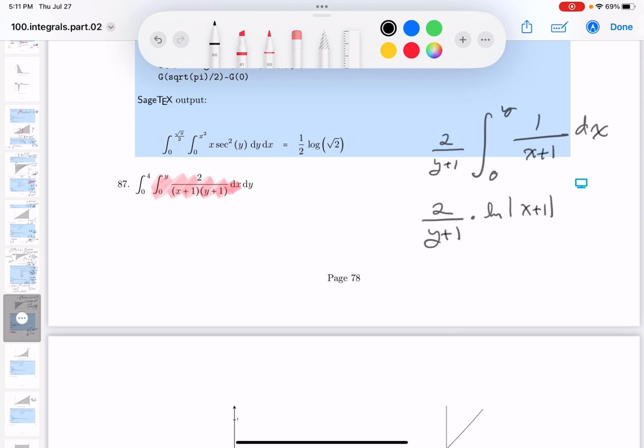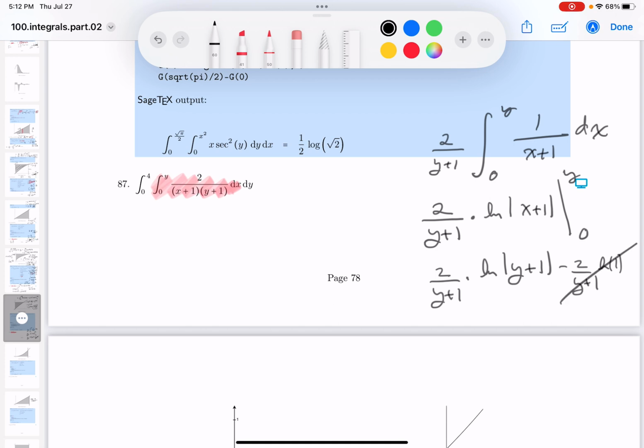All right? So what do you do now? The limits of integration are going to be 0 to y. I can write that down. And what do you get? You get 2 over y plus 1 times the natural log of the absolute value of y plus 1. And the lower limit, again, this is the x value, I just plug it in, so it's minus 2 over y plus 1 times, plugging in 0, you just get ln of 1. Well, that's 0. I'll just throw that away, all right?